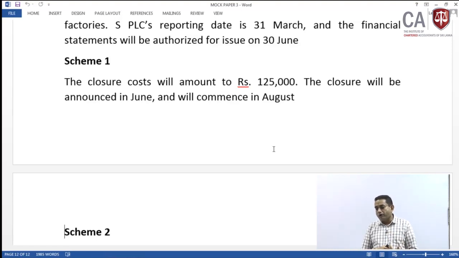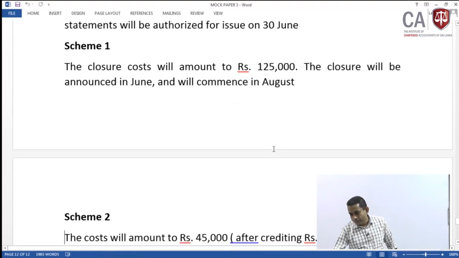recognized for the scheme 1 closure, but you can make a disclosure just to show the effect on the cash flows in the future, and that will be important to some readers. Without it being recognized, you can make a disclosure of 125,000 in the financial statements.